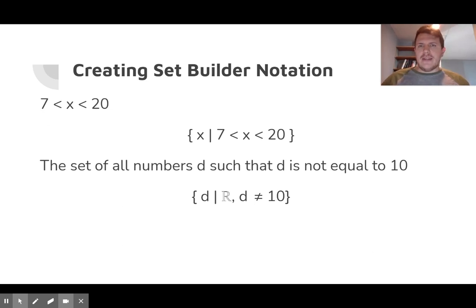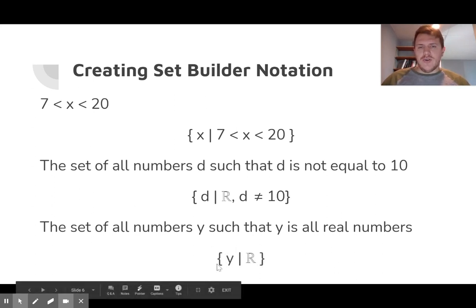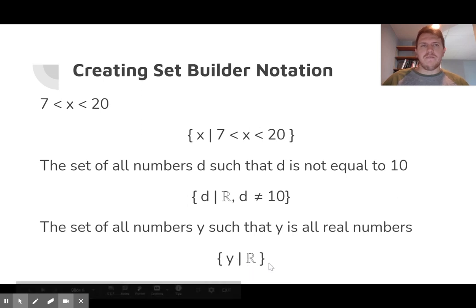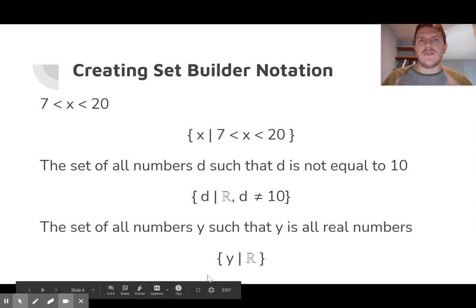And last but not least, the set of all numbers y such that y is all real numbers. Well, that would just be this: curly bracket y such that we have all real numbers here. So once again, this is important for us to use when building up the set of numbers that include our domain and range for a graph. You'll see that in the next video. Stay tuned for that.